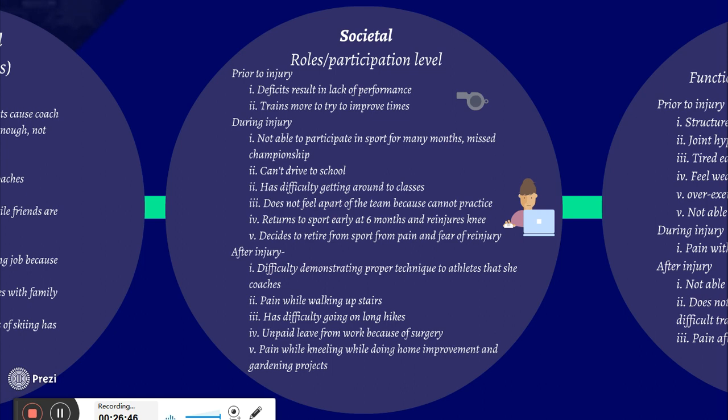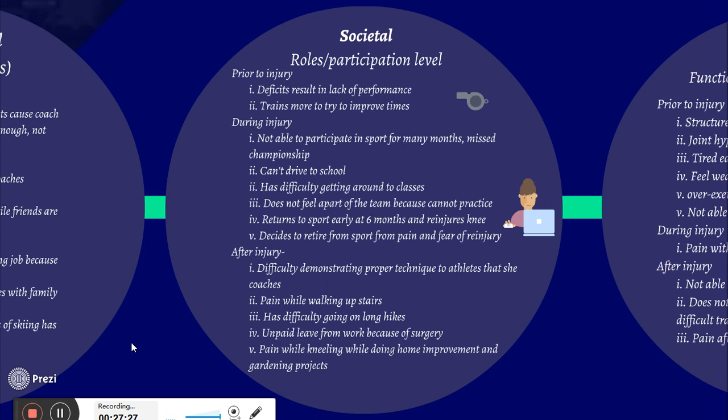Now we're looking at the societal level, which is the roles and participation level. So this can be deficits, like for instance that maybe those neuromuscular imbalances or deficits that we talked about resulted in a lack of performance, and so because of this, in order to keep up with her role in society and her role in her team, she had to train more to improve her times and her abilities, which, because it might have been overexerting themselves, could also have led to injury.